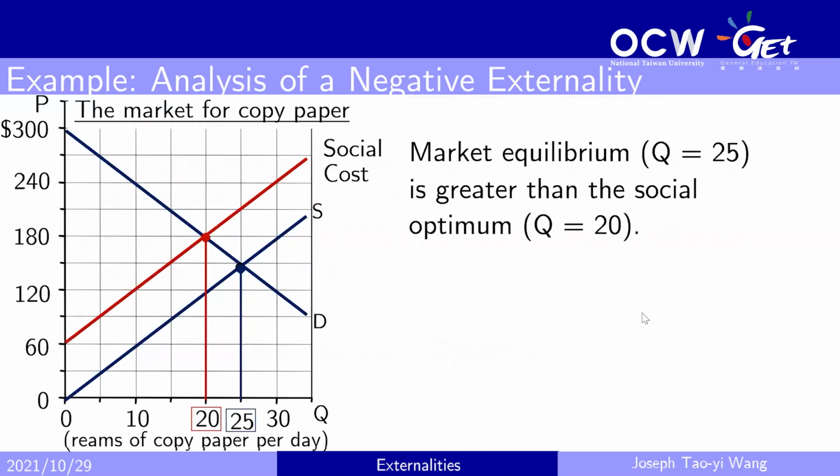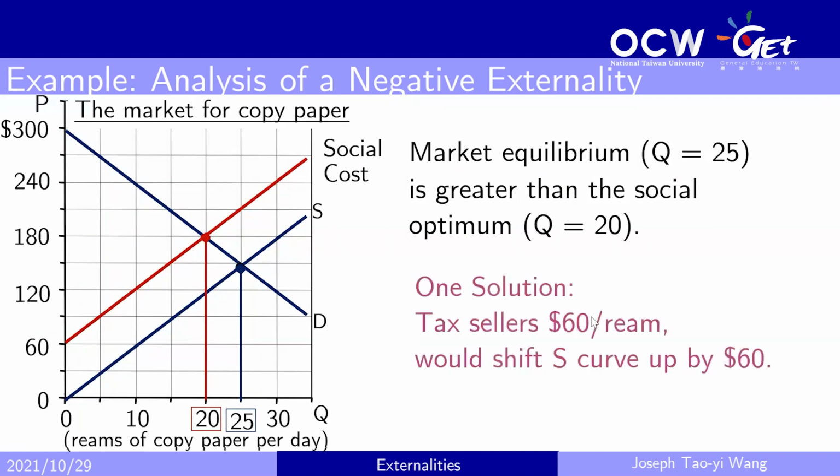So the market equilibrium outcome of equilibrium quantity 25 exceeds the socially optimal quantity of 20. But if you tax sellers $60 per rim, you're shifting the supply curve up by exactly $60. And so that would solve the problem. Now you're restoring the social optimum, making it equal to the market equilibrium. So this is two wrongs become right? Initially, taxation, we just saw in our experiment, is bad, but externalities are also bad.